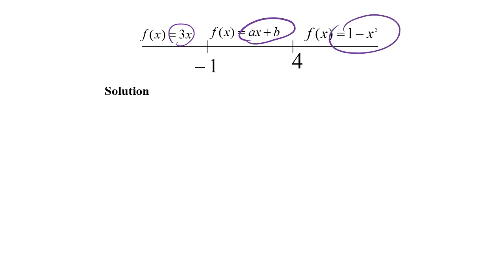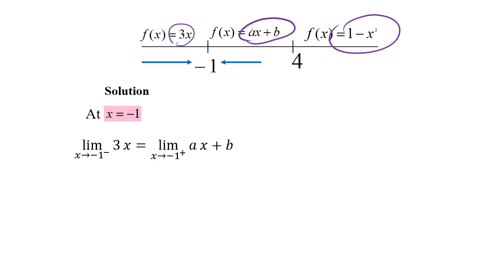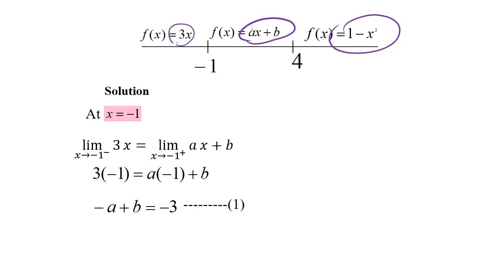So, to find the limit as x approaches negative 1, what is the function from the left-hand side? It should be 3x, and the right-hand side it should be ax plus b. So now we just have to replace the value of x. So we have 3 multiplied by negative 1 equal to a multiplied by negative 1 plus b. So this is the first equation, which is negative a plus b is equal to negative 3.